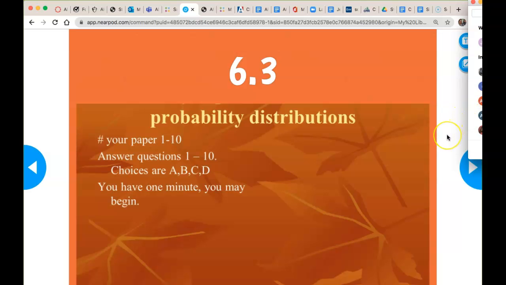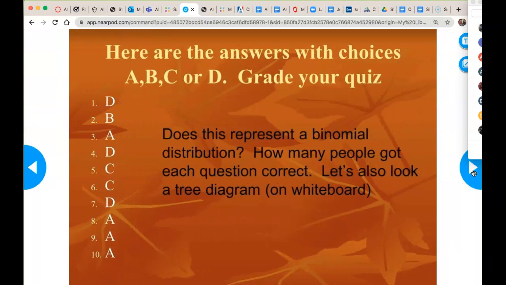Alright, now you're going to grade your quiz. You're going to give a self-grade, see how you did on your quiz. So grade yourself, just be honest. We're going to calculate the probability of getting each question right. So we're going to focus on this idea for most of the day today. So here's the answers, and you're going to grade yourself and see how many questions you got right.